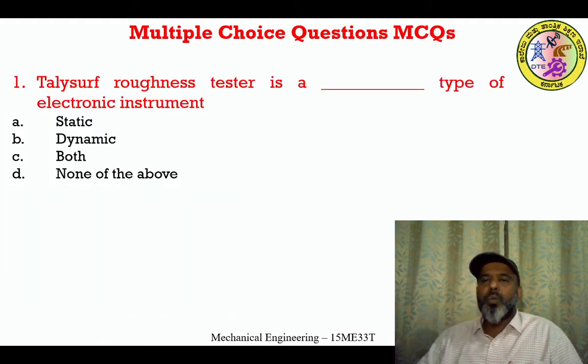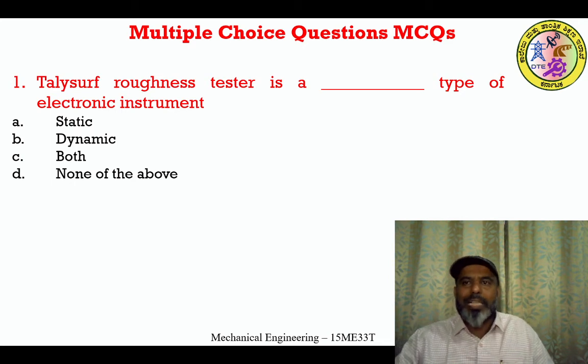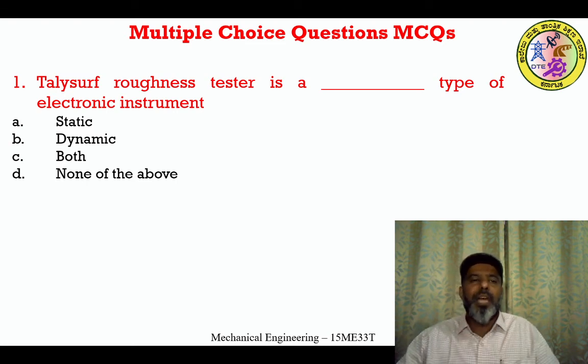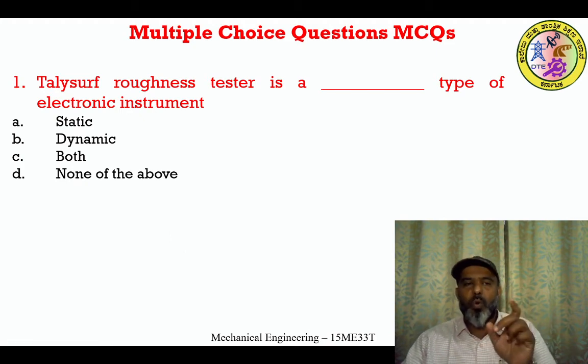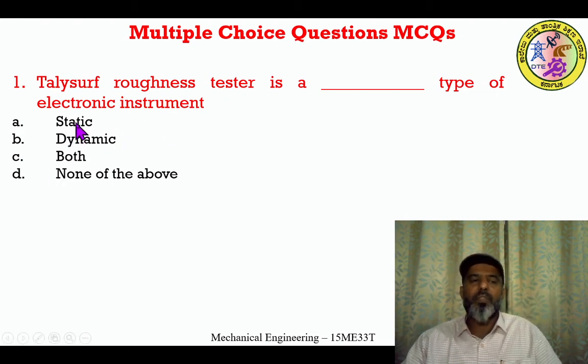Now, to know how much you have gained in this session, the first question I want to ask you is: the TALISURF surface roughness tester is a dash type of electronic instrument. I have given 4 answers. Within 15 seconds you should remember and answer. The answers are: A is static, B is dynamic, C is both, and D is none of the above. Yes, now your time starts for answering.